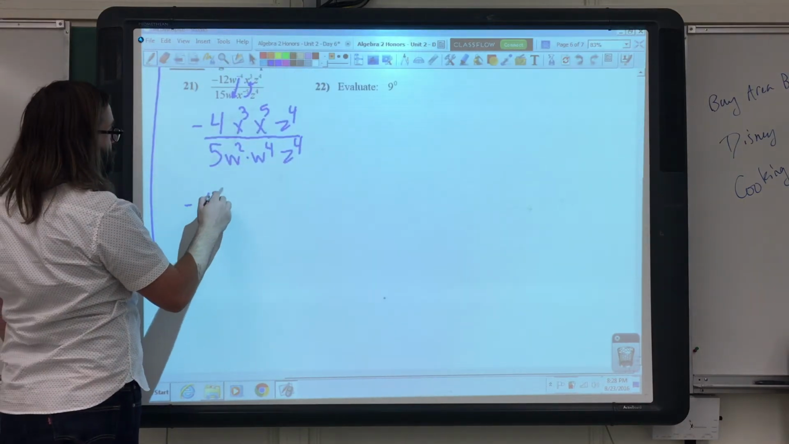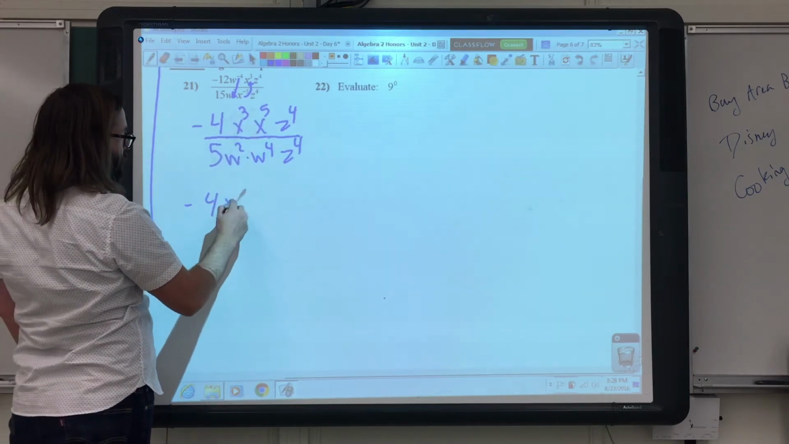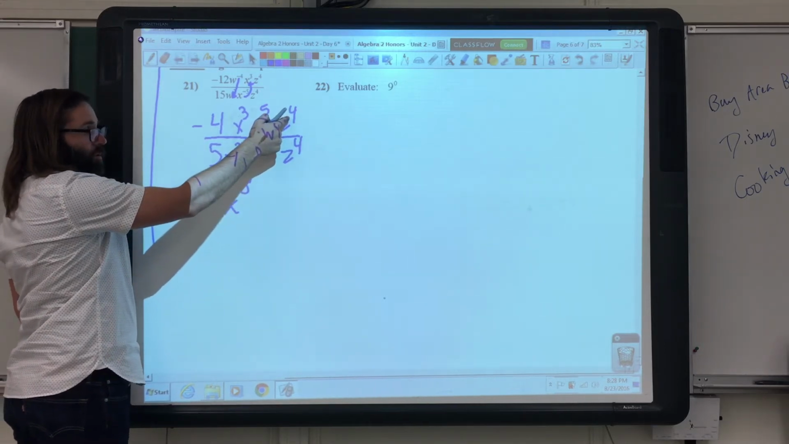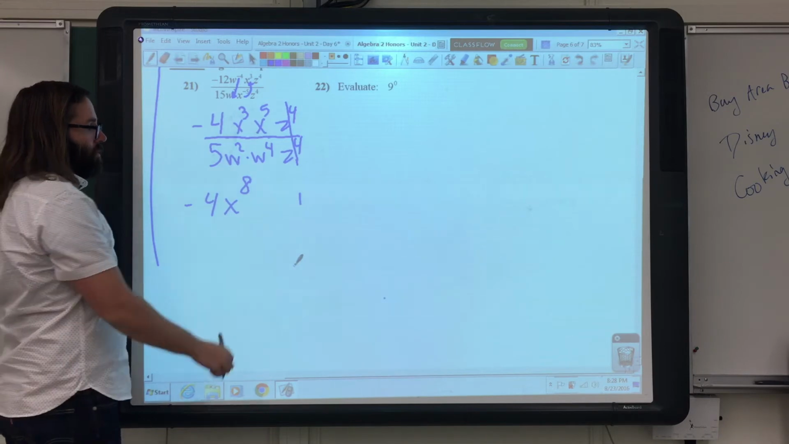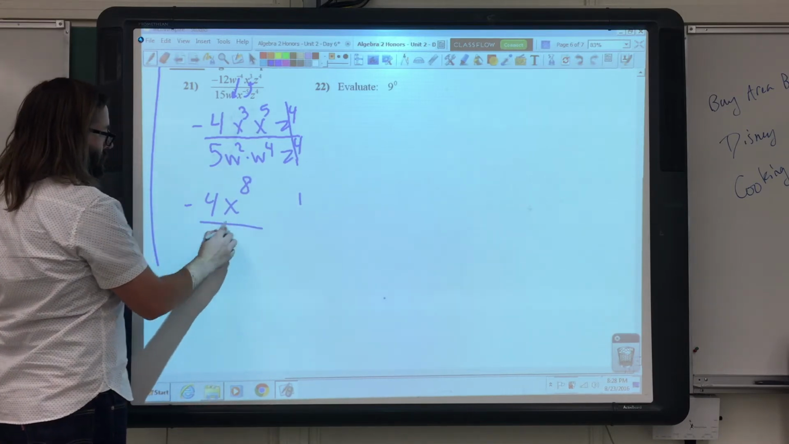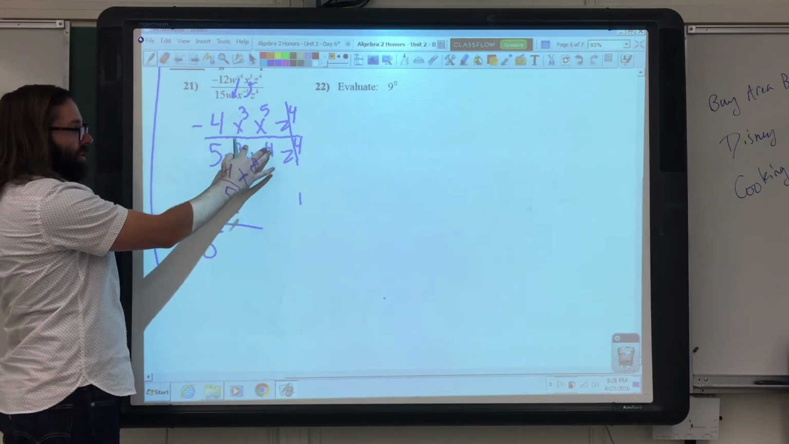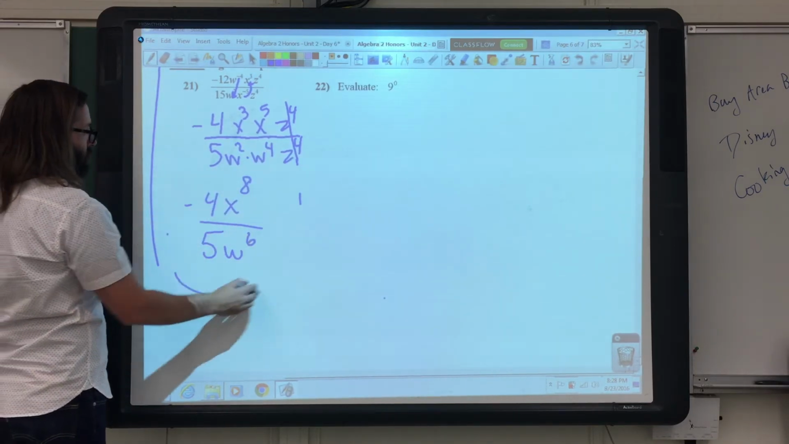When you do this, you get negative 4. Same bases, so we can add them together. Negative 4, x to the 8th. z to the 4th over z to the 4th, these cancel. Down here we got 5. Same base, so we add the exponents. 2 plus 4 gives you 6.